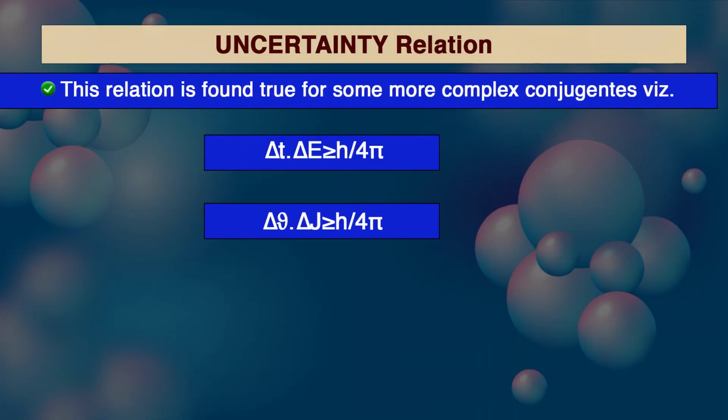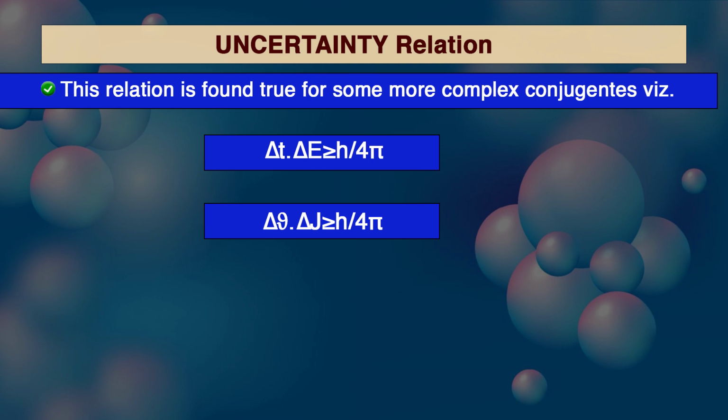So, it was further calculated for some more complex conjugate quantities, or one can say some more relations are derived using this. Delta t multiplied by delta E is greater than or equivalent to h upon 4 pi. Here delta t is the uncertainty in time, and delta E is the uncertainty in energy. There is another relation, delta theta multiplied by delta J, which is greater than or equivalent to h upon 4 pi.